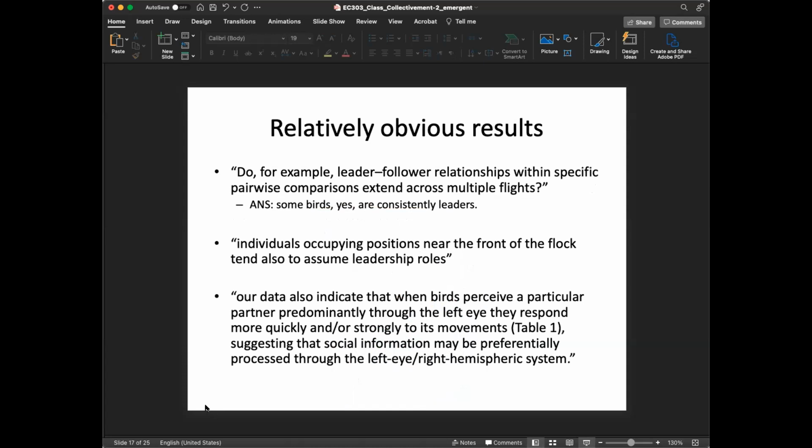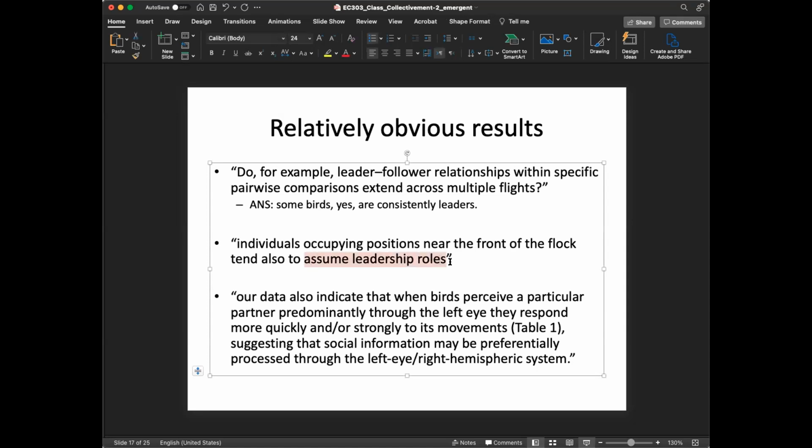Let me just read more from the paper. Do, for example, leader-followerships within specific pairwise comparisons extend across multiple flights? They in fact find that this is not true for a single flight. Across multiple flights, some birds are always consistently above the hierarchy, meaning they're probably leaders. They also find that there is a spatial correlation. Individuals occupying positions near the front of the flock also tend to assume leadership roles. Of course, this leadership role is very anthropomorphic phrasing. Just keep that in mind.